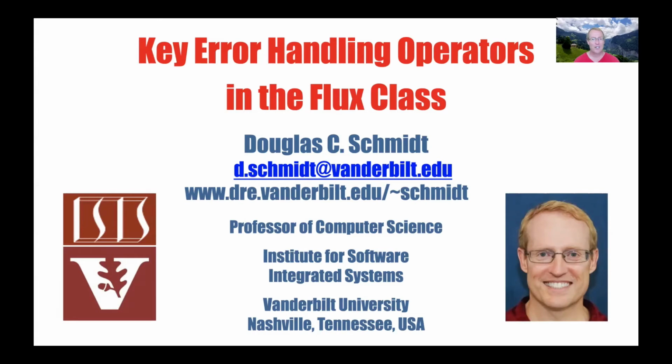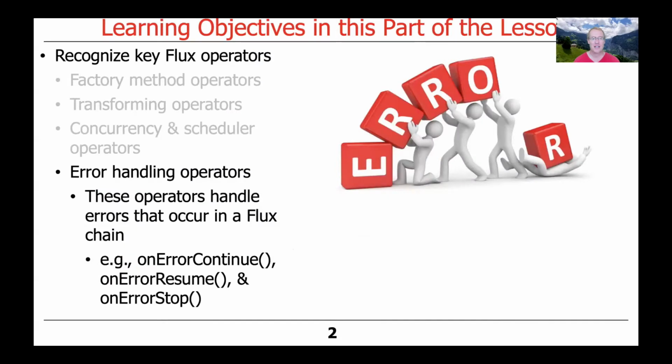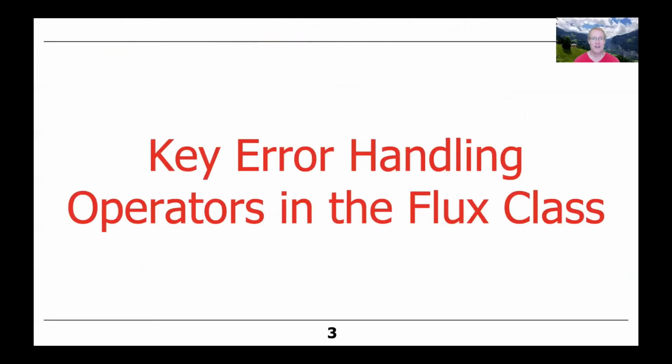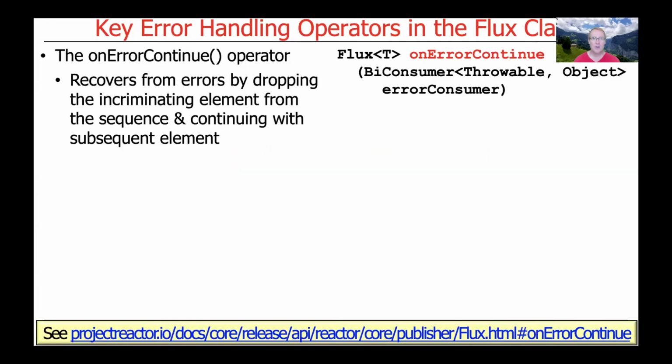We're now going to turn our attention to key error handling operators defined in the Project Reactor Flux class. These operators handle errors or exceptions that occur in a Flux chain, and we'll be taking a look at onErrorContinue, onErrorResume, and onErrorStop in the rest of this video. We'll start with our discussion of the onErrorContinue operator.